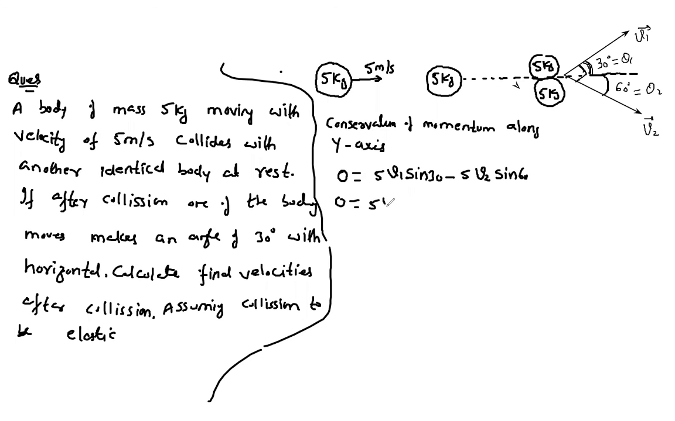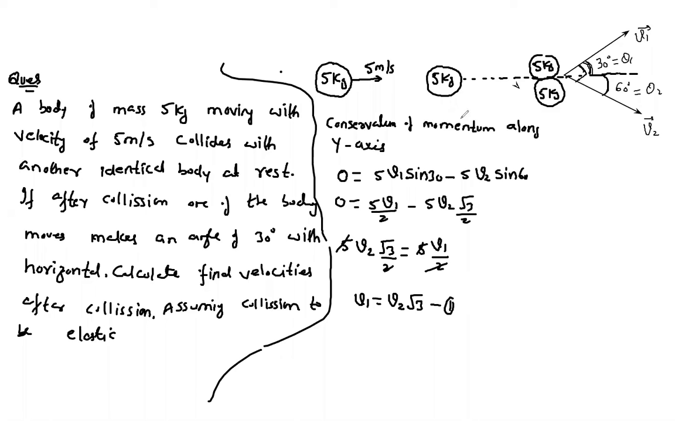So 5 v1 sin 30 is half, minus 5 v2 sin 60 is root 3 by 2. I can take this to the left hand side. So I'm left with 5 v2 root 3 by 2 equals 5 v1 by 2. The 2 will cancel 2, 5 will cancel 5. We are left with v1 equals v2 root 3. That's my first equation. So this is along y-axis.